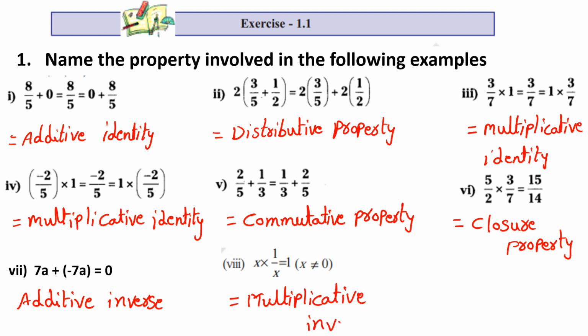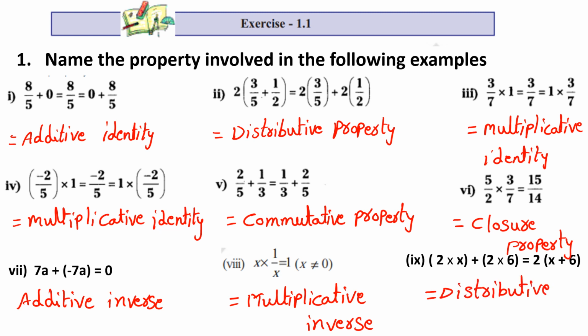Multiplicative inverse property. Okay, and the last one, the ninth one: 2 into x plus 2 into 6 equals 2 into x plus 6. Already I said that, that is the distributive property. So like that we should write the names of the properties for these examples.